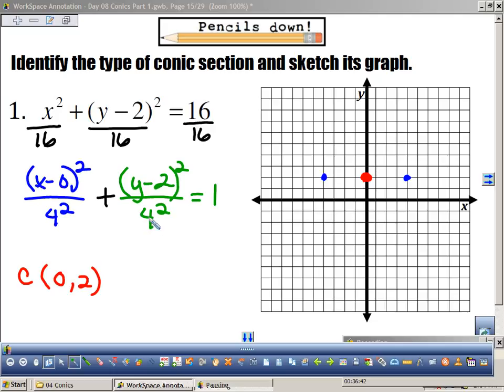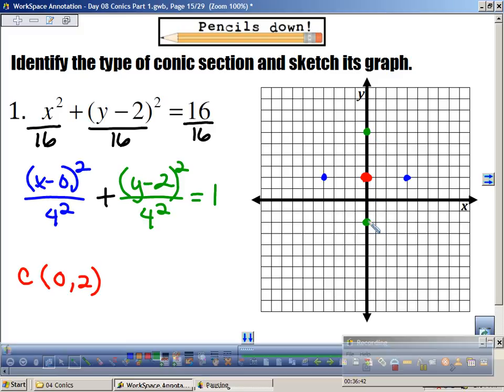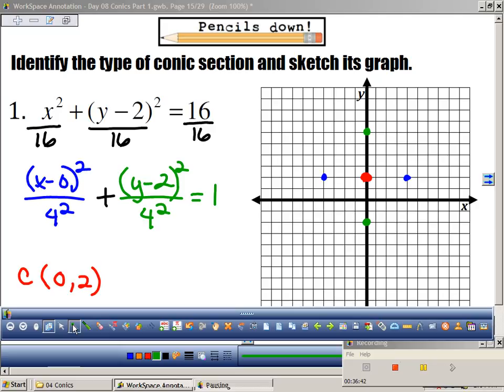Then I've got another shift of 4, only this time I'm going vertical. 1, 2, 3, 4, 1, 2, 3, 4. And I don't really have an ellipse this time. I have a circle.